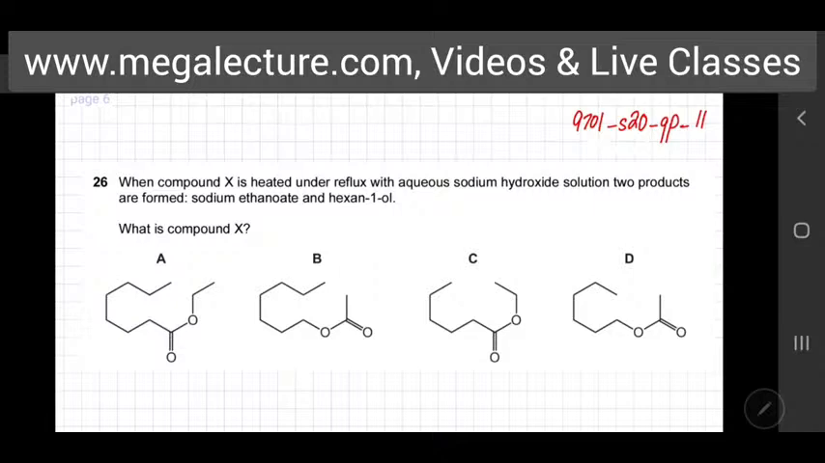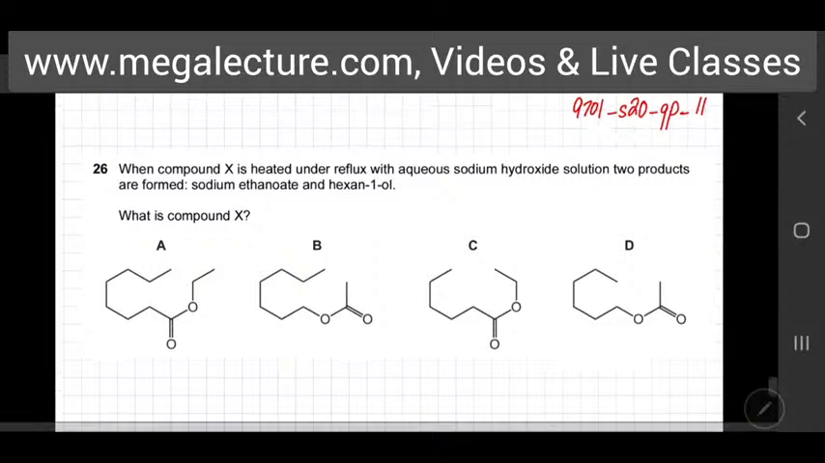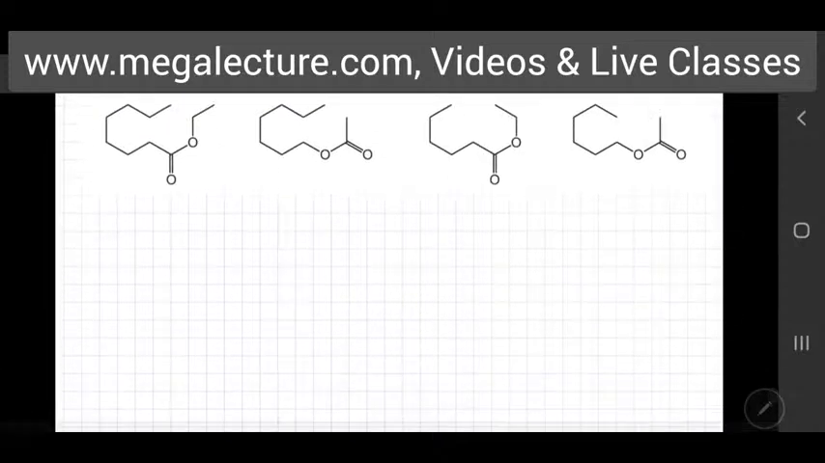Let's try this question now. A compound X is heated at reflux with aqueous NaOH. 2 products are formed, sodium ethanoate and hexane 1-ol. What is the compound? So the first very basic thing is that you need to know what happens when you heat something in a reflux.